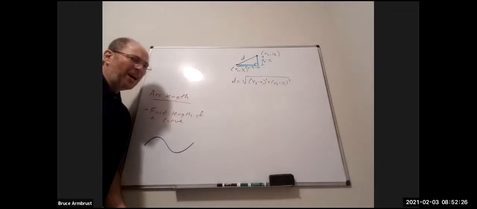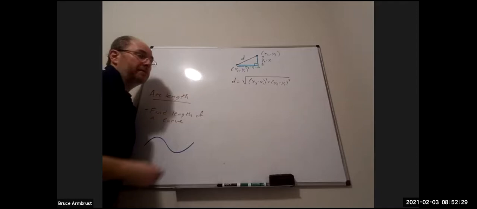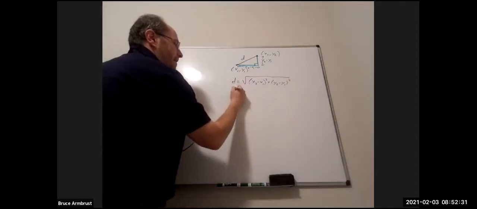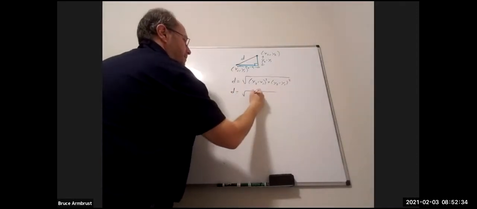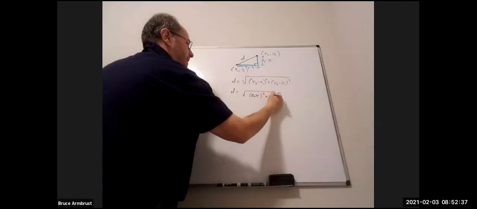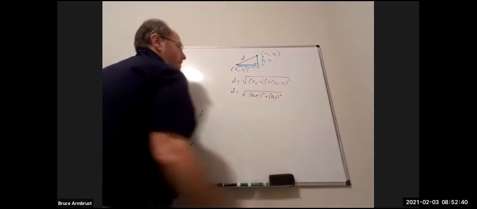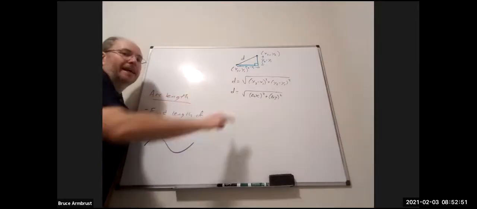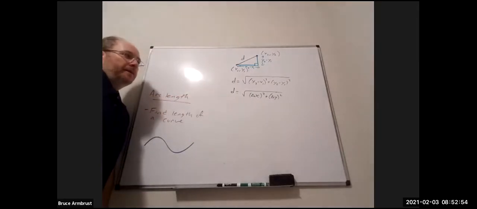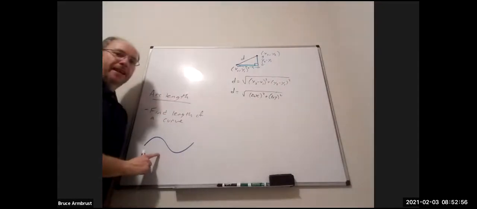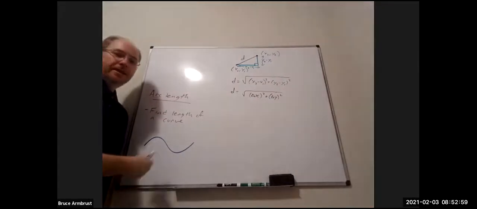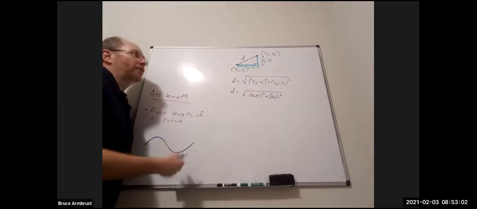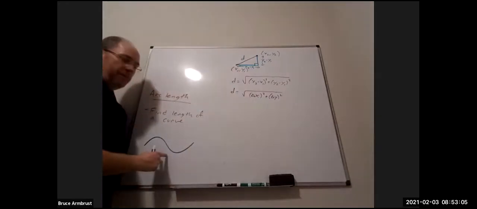And to help us out a little bit, because this is really cumbersome to write, let's think of this instead as the square root of delta x squared plus delta y squared. So delta x is just the change in the x, and delta y is the change in the y. All right, so that's how you deal with a line segment. Well, we obviously don't have a line segment here. So how are we going to use this to help us figure out this length?